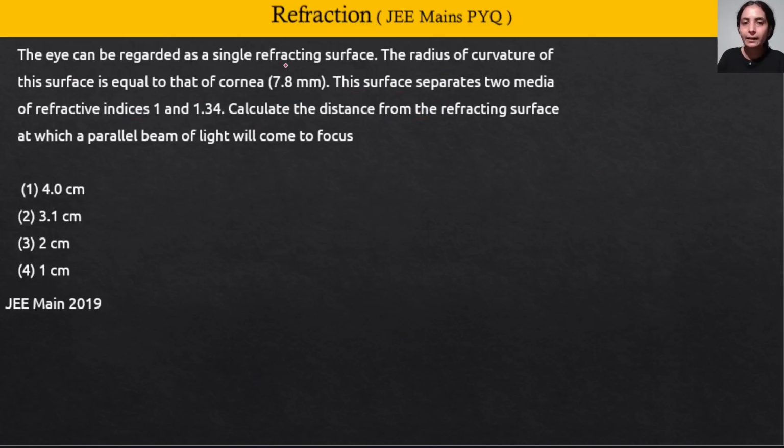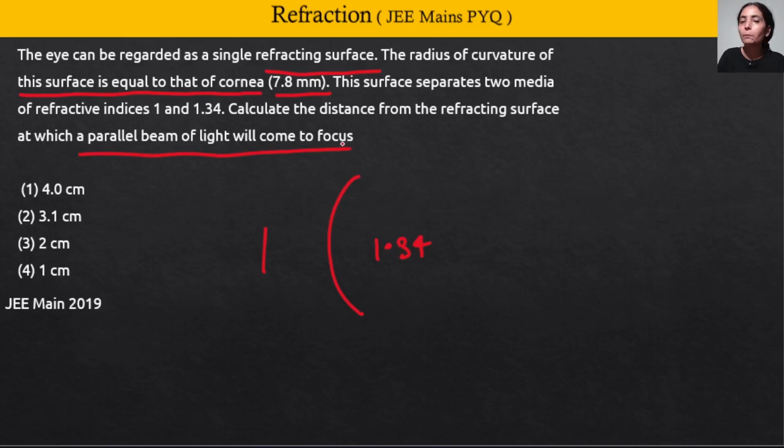The eye can be regarded as a single refracting surface. The radius of curvature of this surface is equal to that of the cornea. So, cornea, you would have read about it in the eye structure. This has a radius of curvature equal to how much? 7.8 millimeter. This surface separates two media of refractive indices, obviously our atmosphere and the inside liquid. So 1.34 is its refractive index. Calculate the distance from the refracting surface at which a parallel beam of light will come to focus.